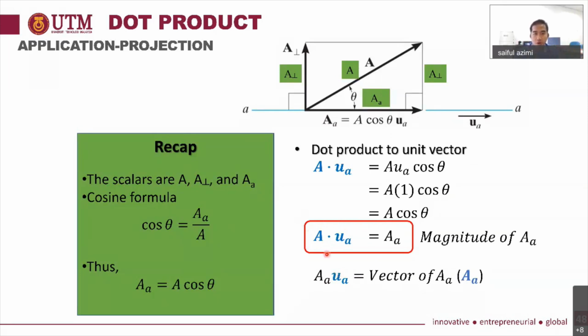So for the dot product of the vector A here, because right now we wanted to find the vector AA, the bold AA here, we must use the dot product. And after the operation of the dot product, you will multiply it again by the UA, okay? So you will get the vector AA, right?